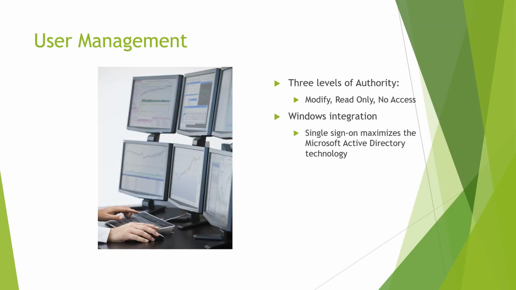Let's talk a little bit about user management. Typical systems have 3 levels of access: modify, read-only, or no access. EcoStruxure allows you to customize access levels for different users. Windows integration using single sign-on can be used to create ease of access and security controls.